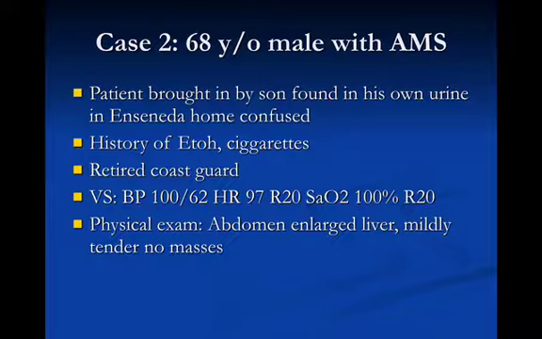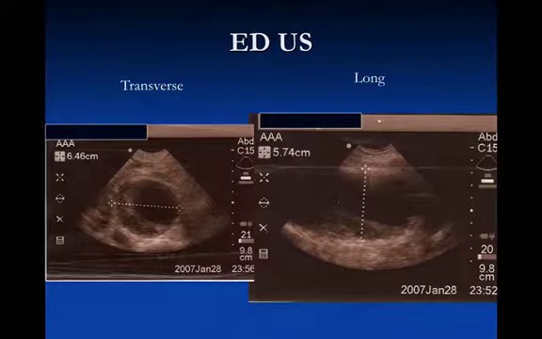His blood pressure was 100/62. His heart rate was 97. His respiratory rate was 20. His oxygen was 100%. And on physical exam, he seemed to have an enlarged liver. He was mildly tender in his epigastric region and his liver, but no clear masses. So I decided to pull out my trusty old-time ultrasound, which you can tell our images are so much better.